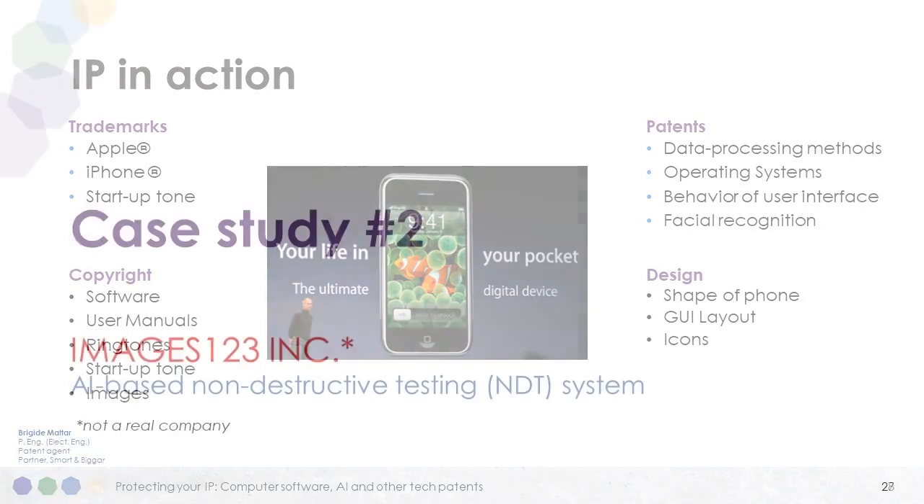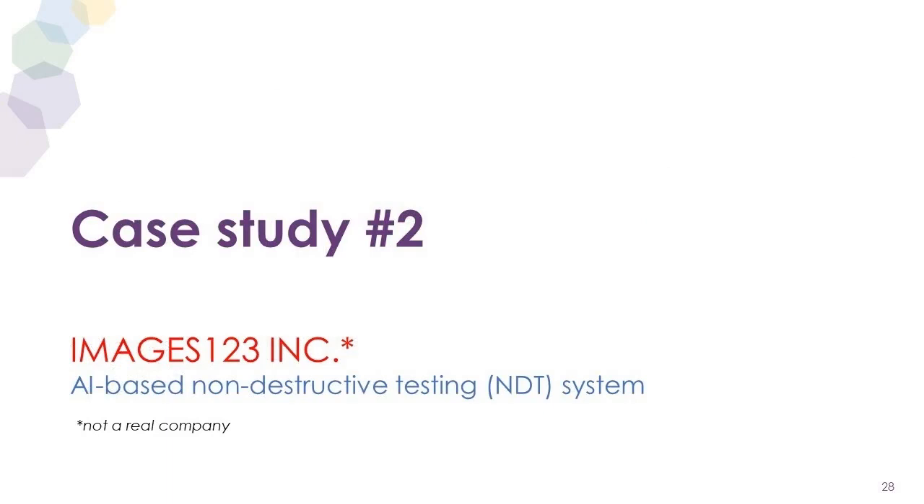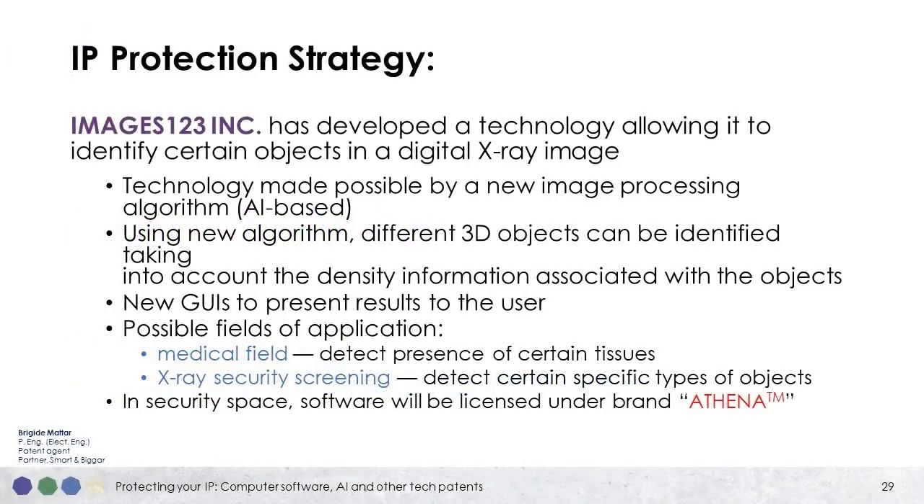The second case study I want to discuss with the group today is a medium-sized company who's developed image processing software. The name is Images 123 Inc. This is not a real company, but it's really meant to illustrate the different ways in which you can approach protection for that. Images 123 has developed an AI-based non-destructive testing platform.